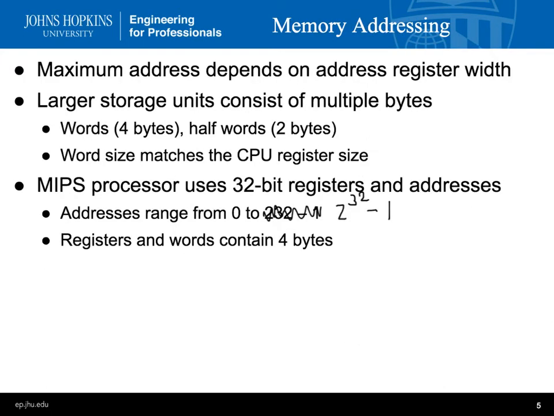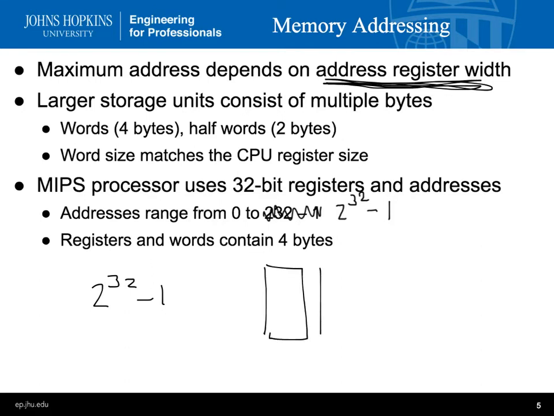So this is interesting. If our address register is only 32 bits wide, which it is in MIPS, that means our maximum address is going to be 2 to the 32 minus 1. So even if our memory is larger than that, we actually would put it into blocks of the size of 2 to the 32. In MIPS, our registers and our words will be 4 bytes. So our addresses are 32 bits.